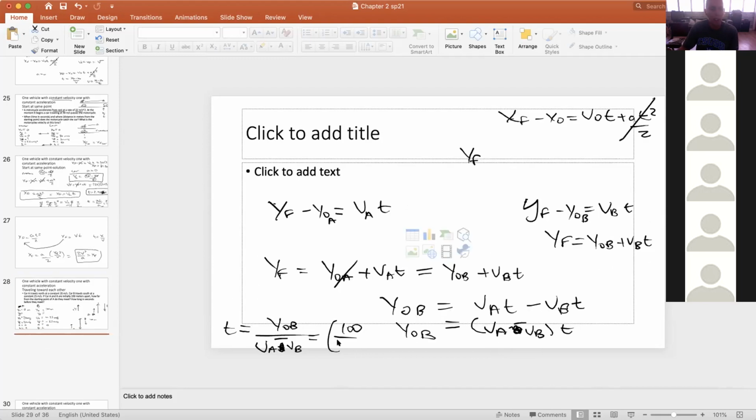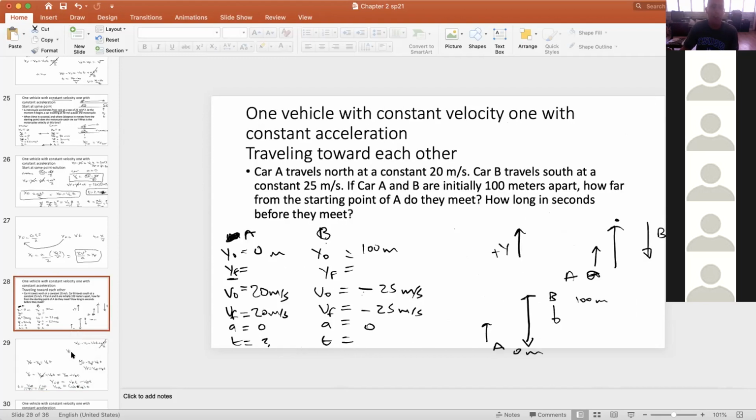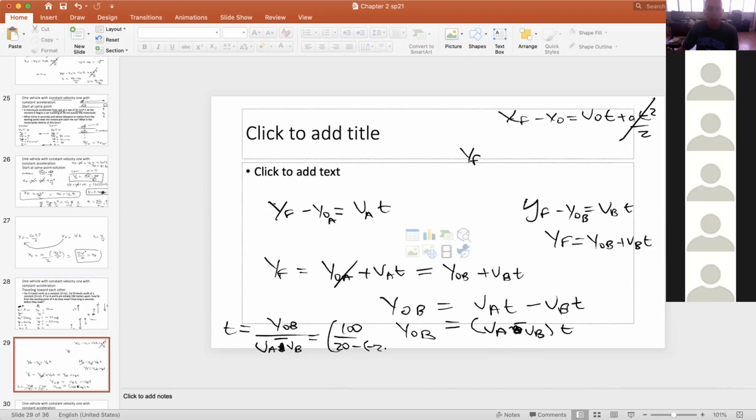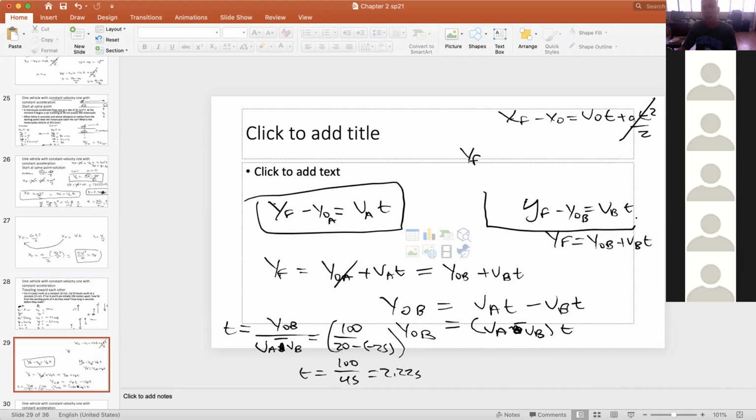VA was 20 and VB was negative 25. So they add together, right? So that becomes 100 divided by 45. So T is equal to 100 divided by 45, which is what? 2.22 seconds. And then we can use either of these to find Y final.